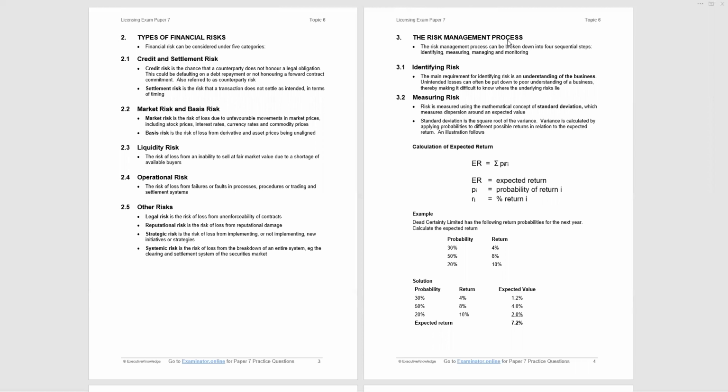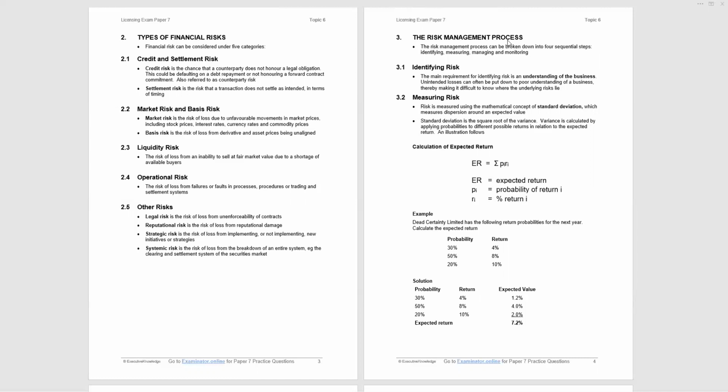Now, market risk and basis risk. Well, market risk is the main one. That is the risk of losing money because the market goes against you, unfavorable movements in market prices. And those market prices can be in terms of stock prices, interest rates, currency rates, and commodity prices. So those are all types of market risk. Basis risk is to do with the linking of derivative and underlying asset prices where they become unaligned. I wouldn't worry too much about basis risk.